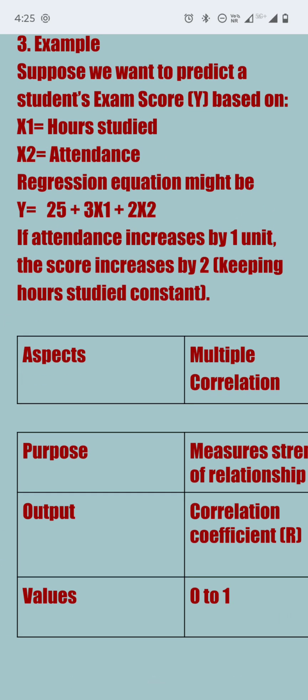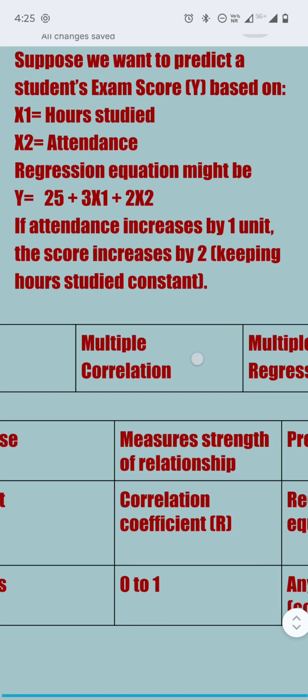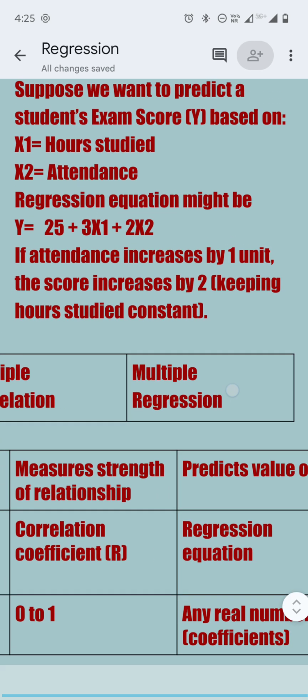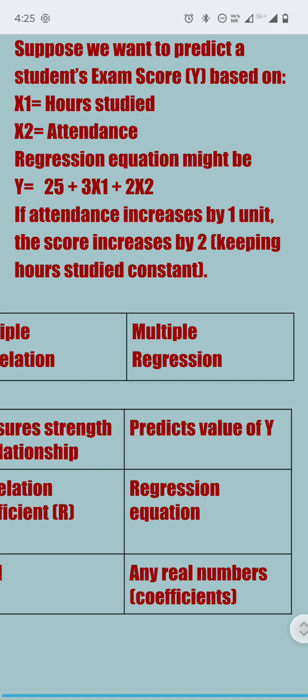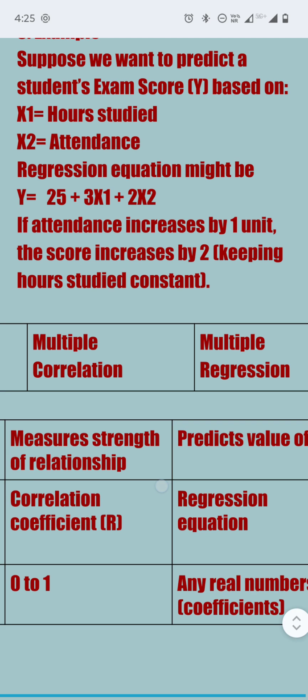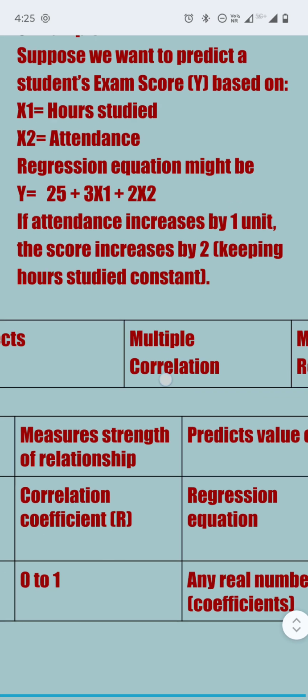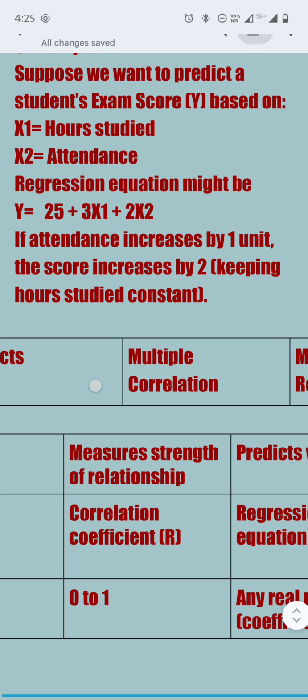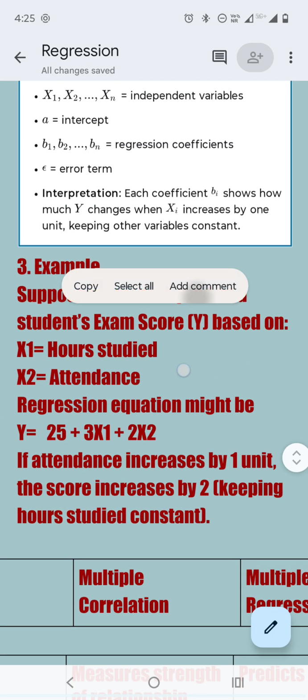The value of multiple correlation is between 0 and 1. Multiple regression coefficients can be any real number, meaning the value lies between minus infinity and plus infinity. Here is the difference between multiple correlation and multiple regression. This is the method to find such correlation, used in correlational research.